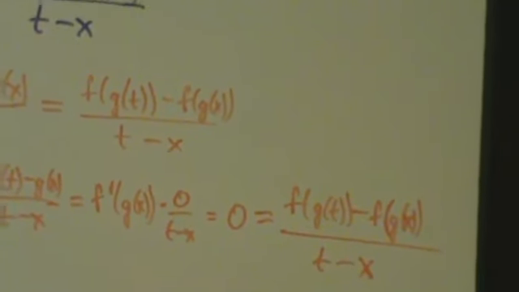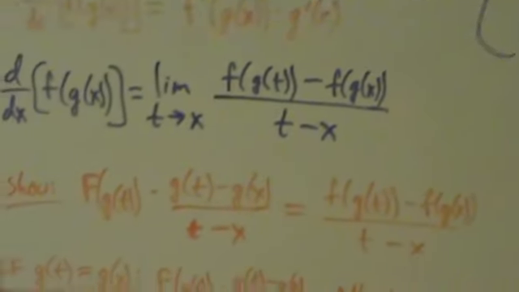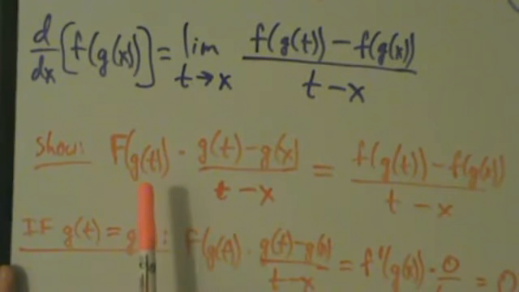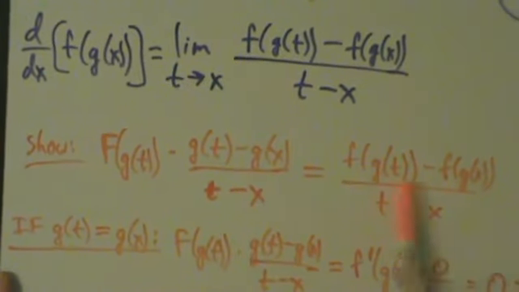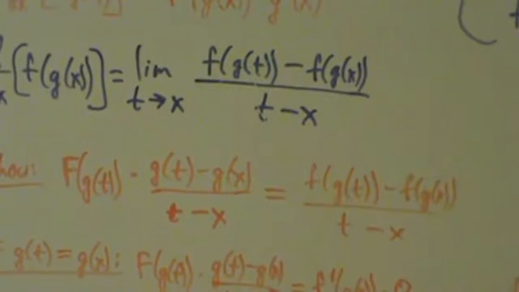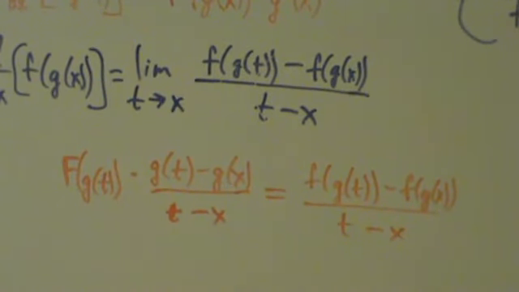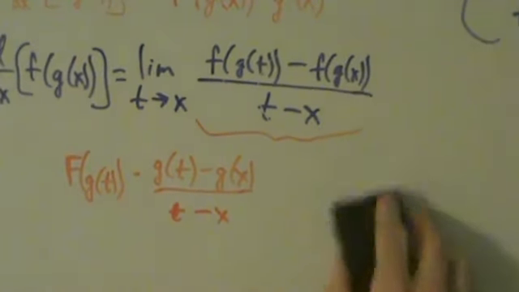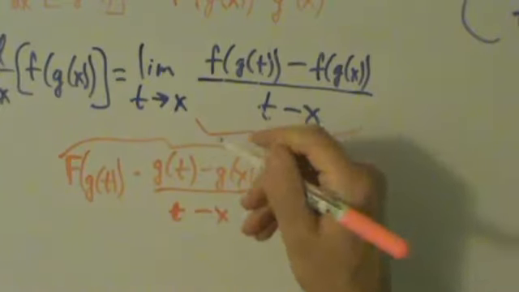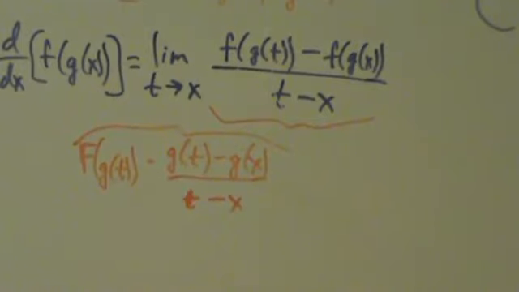So what we've just shown is that no matter which piece of this function we're on, we always have that big F of little g of t times g of t minus g of x over t minus x equals this mess here, which is actually the same thing as this. So now we've just shown that this right here equals this. So this thing right here and this thing over here are equal. Therefore, their limits are equal.